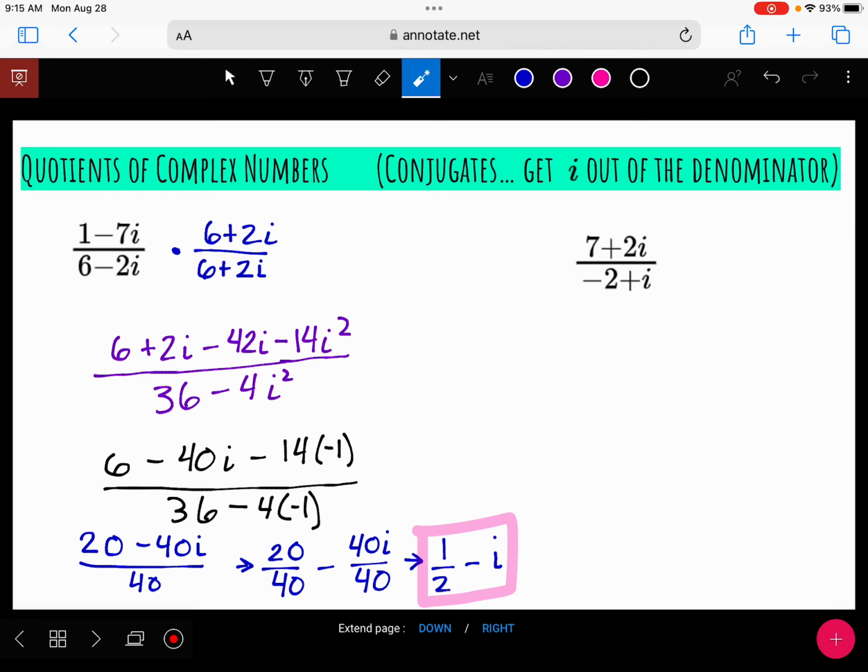Okay? Why is it not 1/2 minus 2i? Because 40 over 40 is 1. If it was 20i, that'd be fine. Or that would have to be 80i to get 2i.